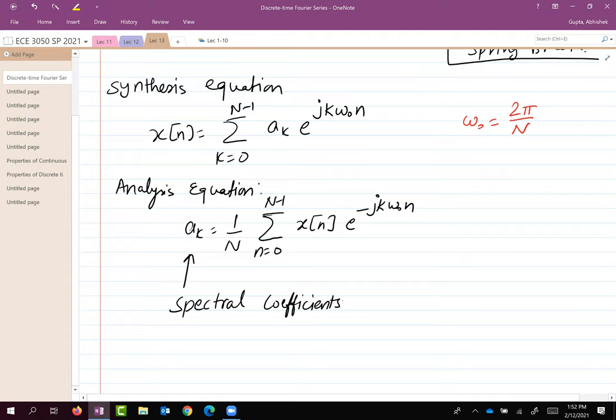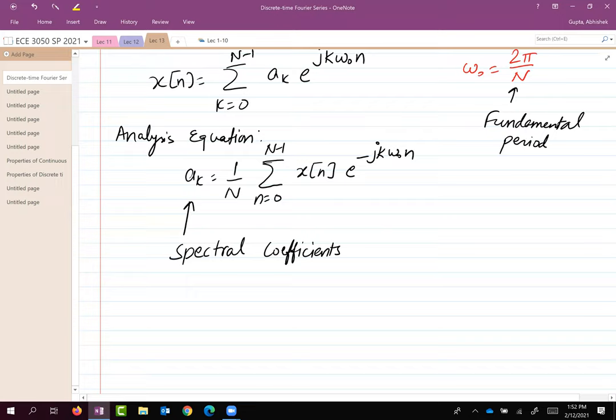Is capital N the period or the fundamental period? The fundamental period. Okay, thank you. Sure. Actually, another question. Is there a big difference between a function's period and its fundamental period, or should they be the same thing? So fundamental period is the smallest period. So there is a difference.